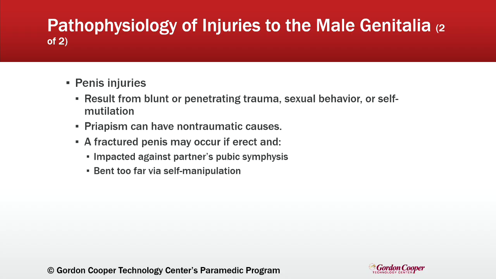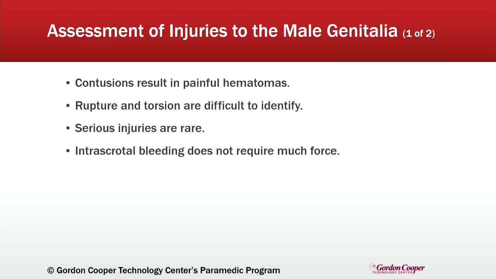A fractured penis may occur when an erect penis is impacted against a pubic bone, or it's bent too far one way or another. Who knows how these things happen? And of course, penetrating trauma to the penis is often caused by gunshot wounds and stab wounds, but typically it's gunshot wounds that we see. Contusions to the area result in painful hematomas that may respond to ice packs.